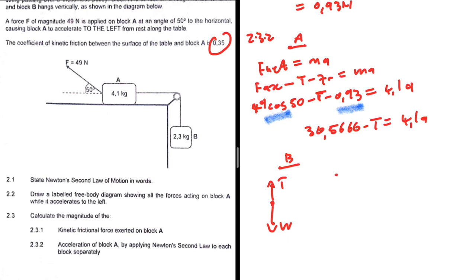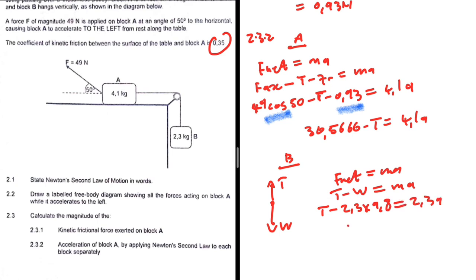So the tension, well, let's start by saying F net is equal to ma first. And then the force that is pulling the object is the tension, and the weight is opposing, and this is equal to ma. So what is the tension? The tension is unknown. The weight is 2.3 multiplied by 9.8. This is equal to 2.3a. So tension minus, what is 2.3 multiplied by 9.8? That is 22.54. So T minus 22.54 is equal to 2.3a.